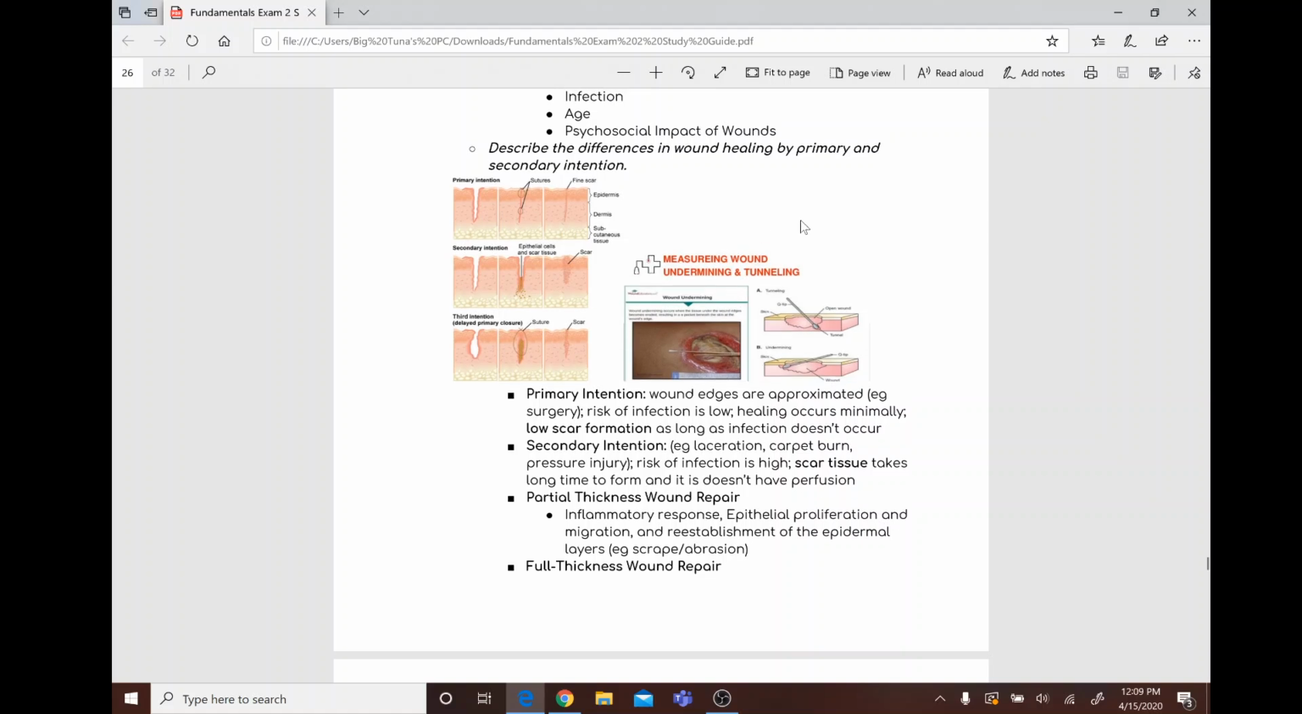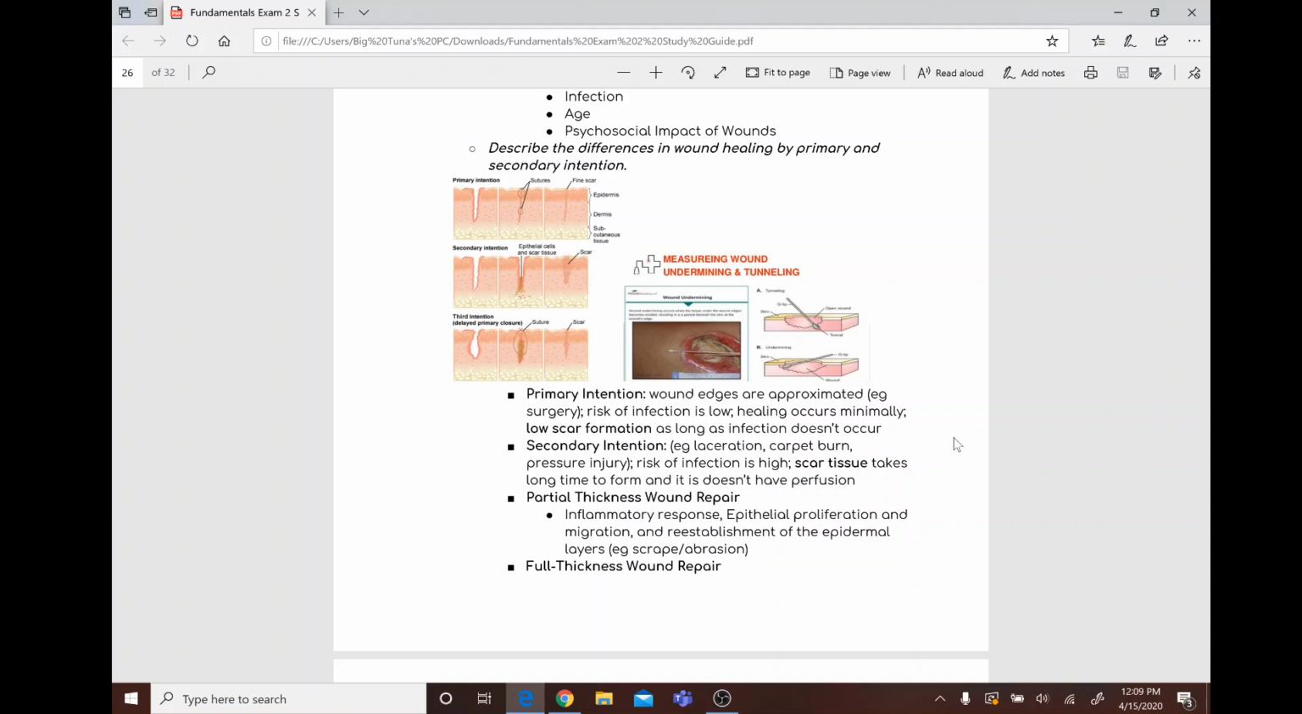What is primary intention wound healing? Wound edges are approximated, such as in a surgery. Risk of infection is low. Healing occurs minimally. Low scar formation as long as infection doesn't occur.